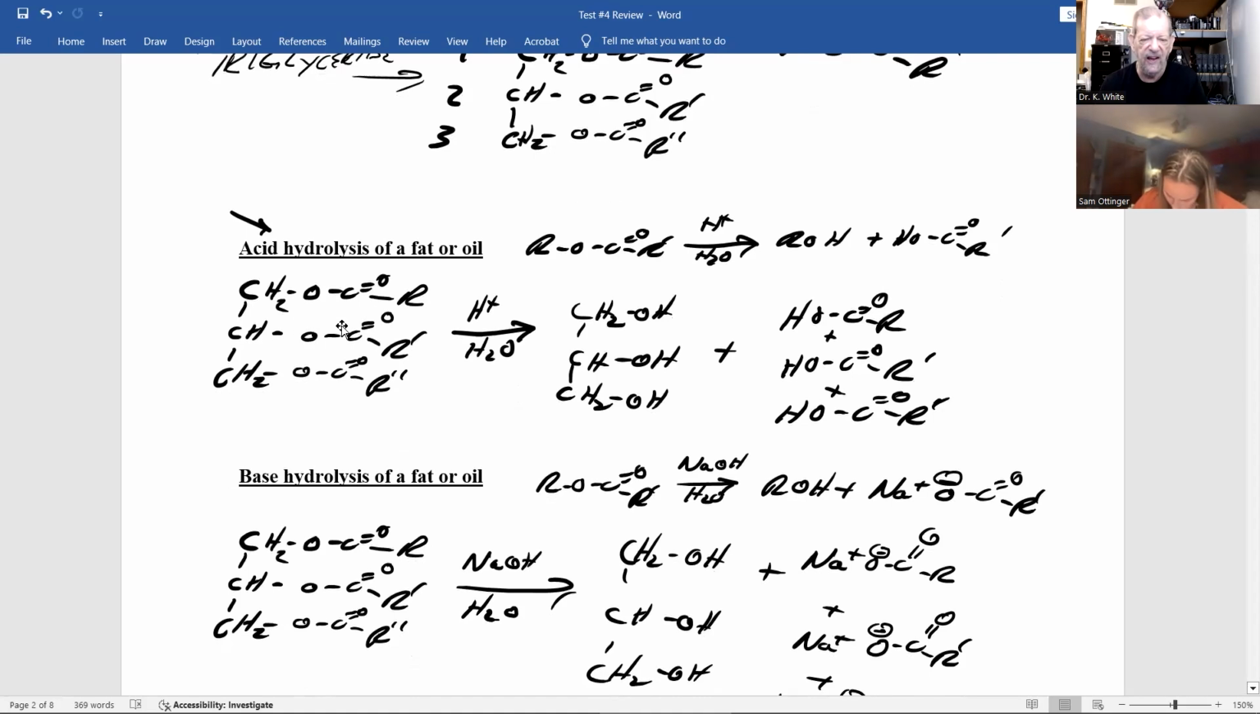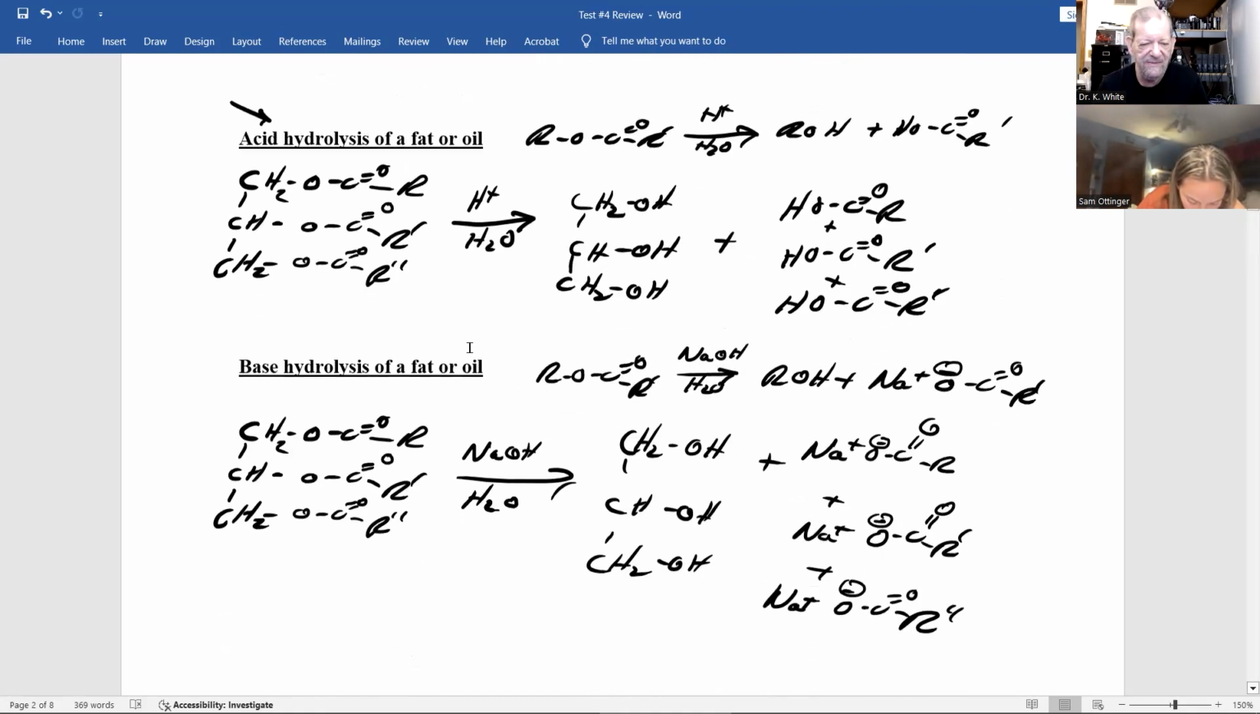Well, here you have 3 esters. Ester number 1 gives this alcohol, this carboxylic acid. Ester 2, this alcohol, this carboxylic acid. Ester 3, this alcohol, this carboxylic acid. And notice the 3 alcohols are connected together in the molecule. We have the common name glycerin. And by the way, you make glycerin in your body.